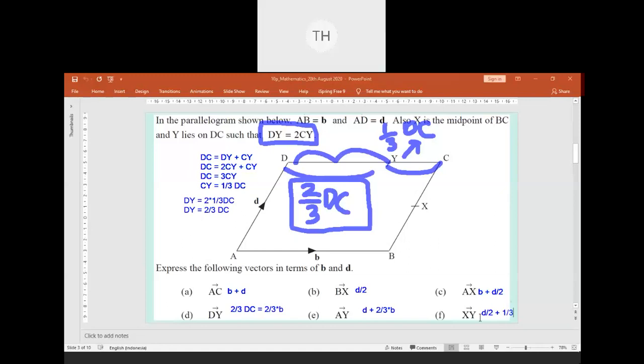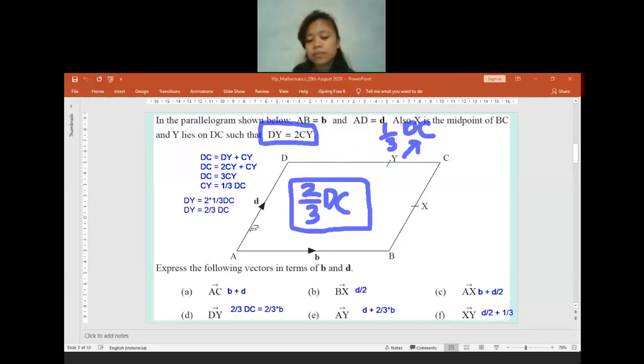What factor is factor DC? Which one is factor DC? Line DC is parallel to which line? B, right? It's parallel to AB, so it will be B per 3?